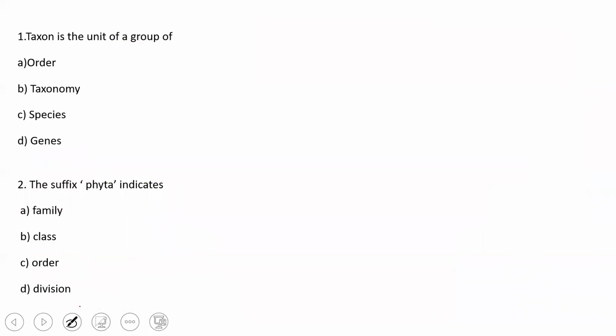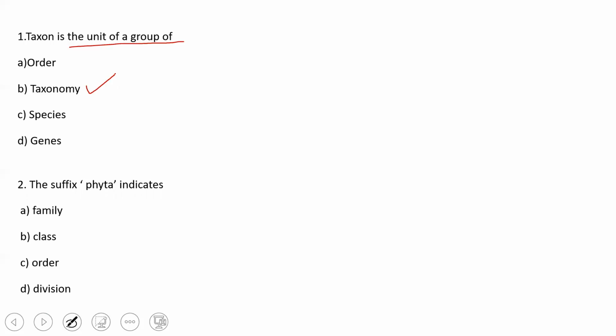So I hope it is clear. Now let us solve some questions pertaining to this topic. First question: taxon is a unit of a group of order, taxonomy, species, genus. We know that taxon is the unit of classification, especially one which represents a taxonomic hierarchy comprising taxonomic categories. So henceforth, we can say that taxon is the unit of group of taxonomy.